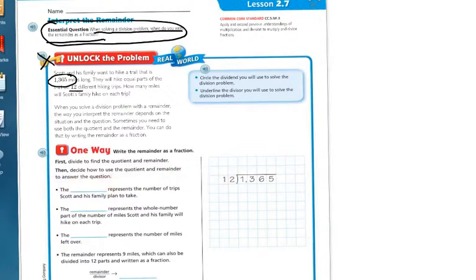So, I'm going to divide 1,365 by 12. The blank represents the number of trips Scott and his family plan to take. So, how many trips is he going to take? He's going to take 12 trips. And remember, I underlined the divisor, so this is going to be my divisor.